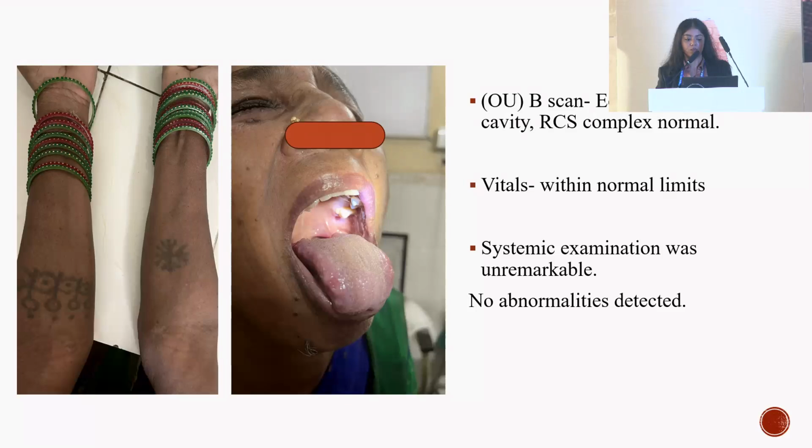Further, we evaluated the patient by doing a B-scan ultrasonography of both eyes, which was normal. Vitals were also within normal limits. Systemic examination was unremarkable. No other systemic lesions were seen in the patient.